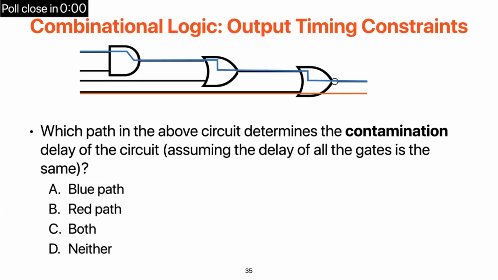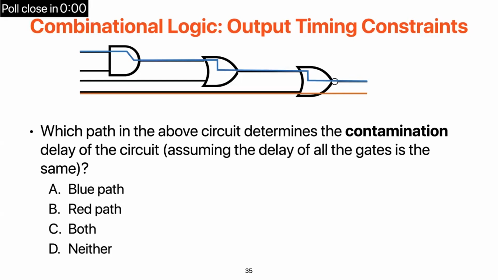All right. So again, I don't know, but this is from what it looks like to me. Well, we know that contamination delay is once your input changes, you see when your output starts to change. So I thought the contamination delay was the blue path because as you go through each gate, your input's going to change and your output's going to be different. That's what I was thinking.